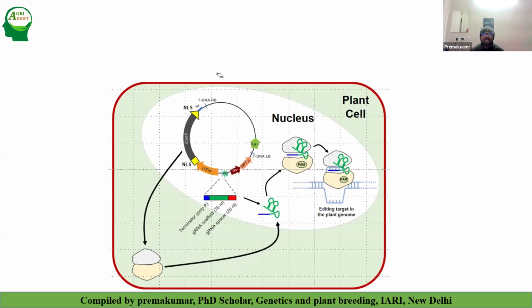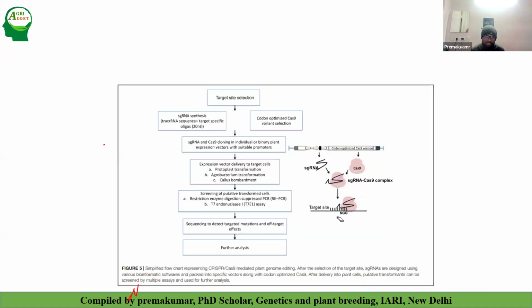Okay. Then you introduce this construct into the plant cell. Then it will express. It will produce single guide RNA and it will produce Cas9, and they will combine together and, based on PAM sequence recognition, it will go and bind. Then it will introduce the double strand break. This is how it works. Then it is the normal transgenic protocol: how to regenerate the plant, and how to screen for that mutation. Everything else is the same.